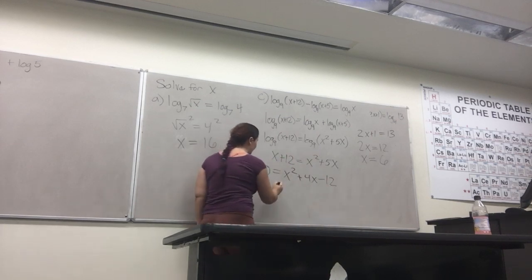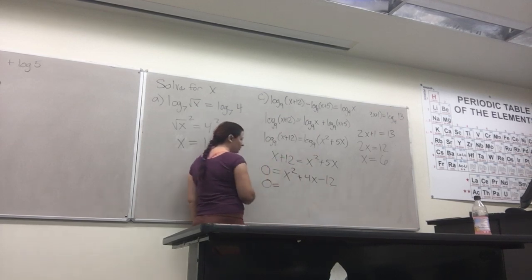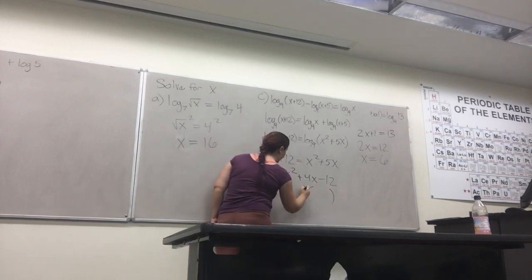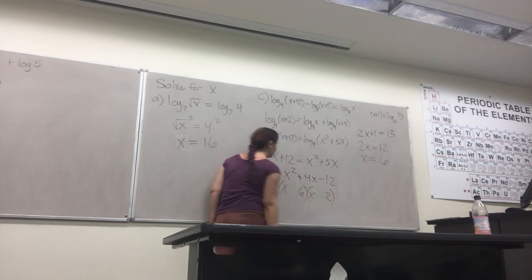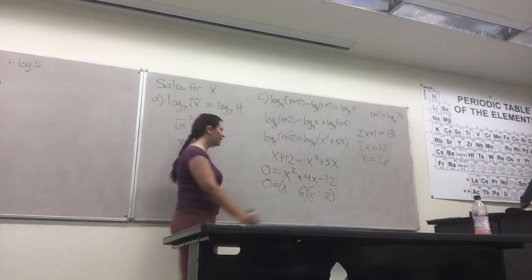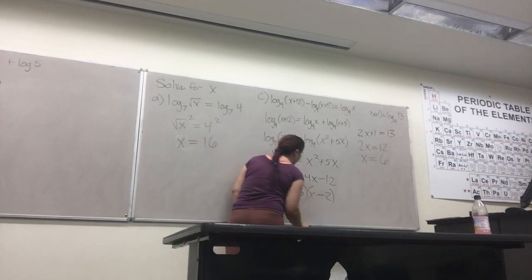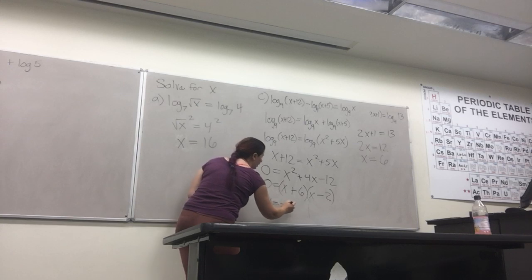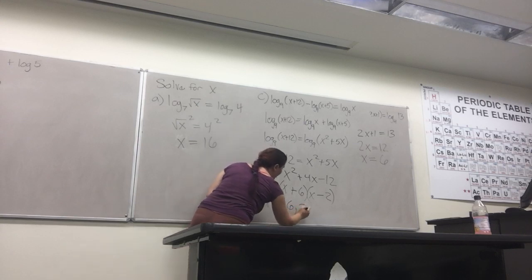How does this factor? 2 and 6. 6 and 2, so x and 6 and x and 2. Positive 4, so which one's positive? 6, so plus 6 minus 2. So then x is equal to negative 6 and positive 2.